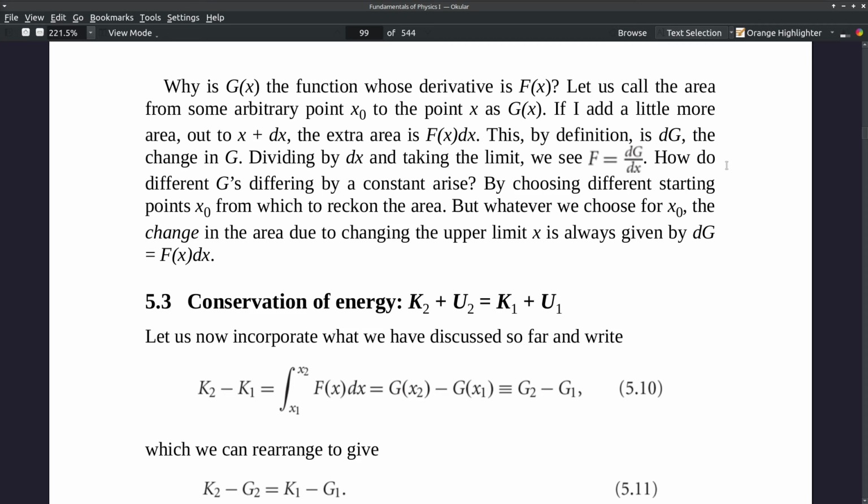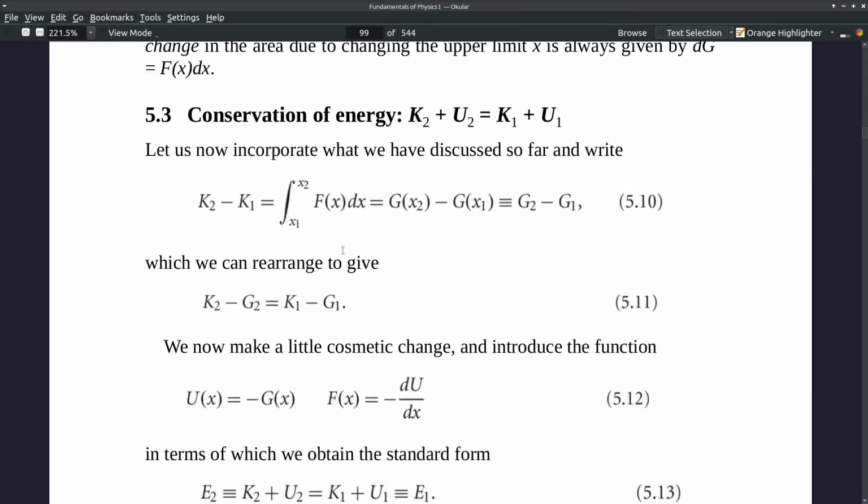How did different g's differing by a constant arise? By choosing different starting points, x0, from which to reckon the area. But whatever we choose for x0, the change in the area due to changing the upper limit, x, is always given by dg equals f(x) dx.